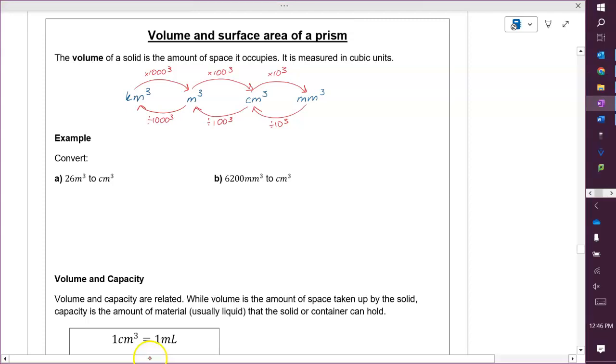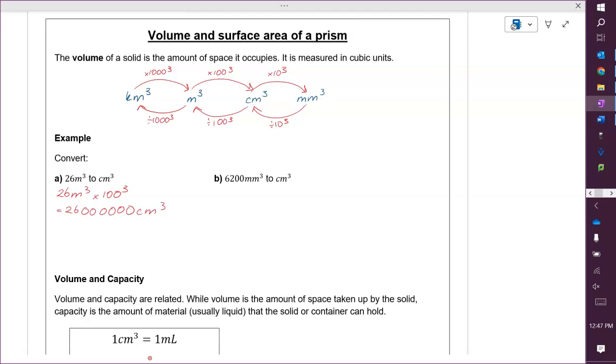So with our conversions, we're going 26 meters cubed, and I'm turning it into centimeters cubed. So I need to times it by 100 cubed. So that's going to give us that very large number there.